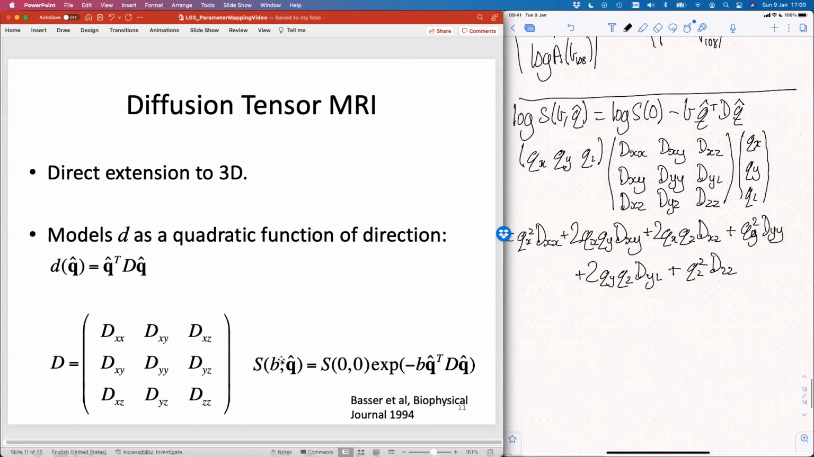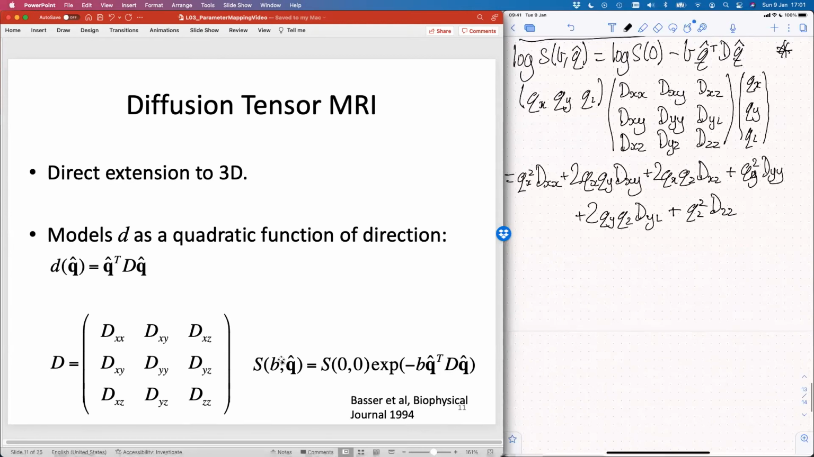And that shows us then, if we were to plug that back into the original log equation up here, we can see that now we have an expression for the log signal, log S(b, q hat), that relates that linearly to all the elements of the diffusion tensor, dxx, dxy, dxz, and so on. And that shows us that we can write this as a nice, simple set of linear equations in our unknowns, the elements of the diffusion tensor, to estimate them from our log measurements.